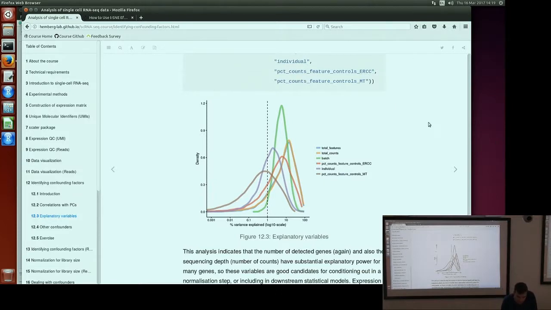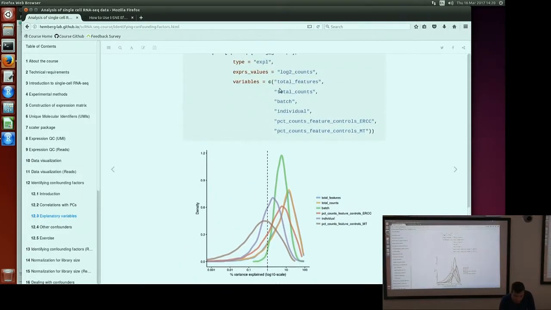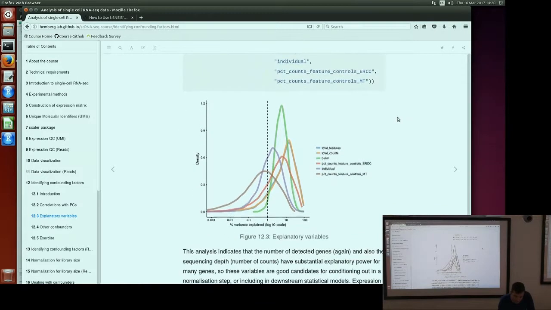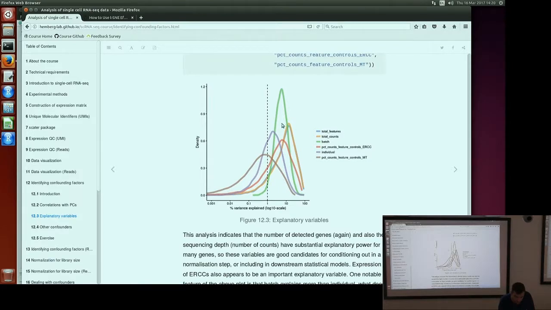Here in this plot QC command, we're saying, okay, we want to look specifically at total features, total counts, batch, which we know about, the individual, which we know about, the percentage of counts that come from ERCC genes, and the percentage of counts that come from mitochondrial genes. And so we can see here that each of these variables appears as a curve, a density plot here. And so on the x-axis, we have the percentage of variance explained, so R-squared, for each of these variables. So we're showing the distribution of R-squared values for all of these variables.